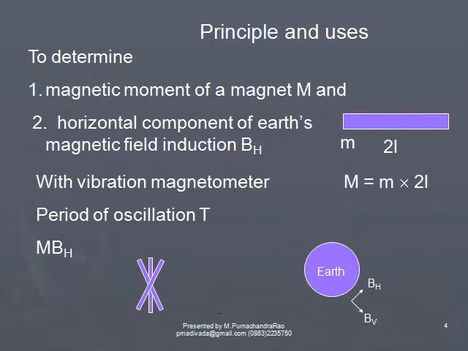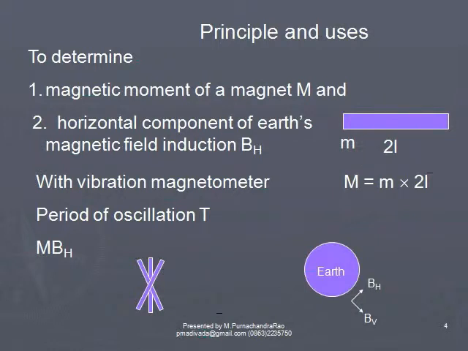It is used along with a deflection magnetometer to determine 1. the magnetic moment of a magnet, M, and 2. the horizontal component of Earth's magnetic field induction, BH. To determine these, we use deflection magnetometer and vibration magnetometer.